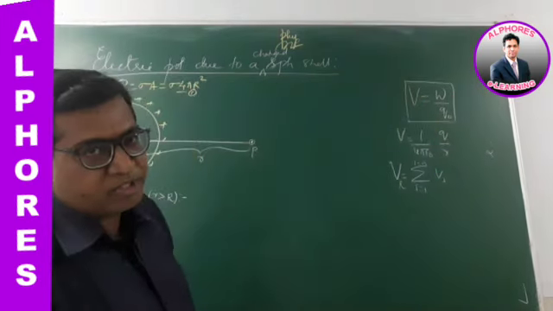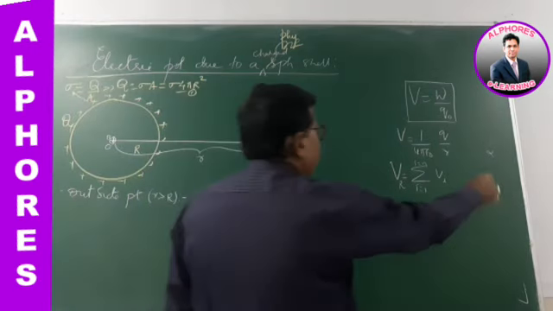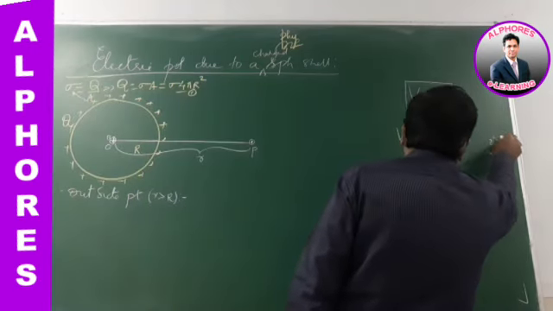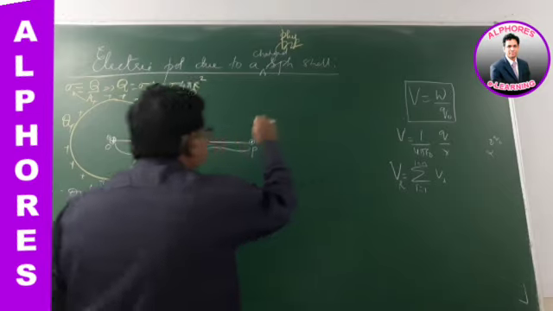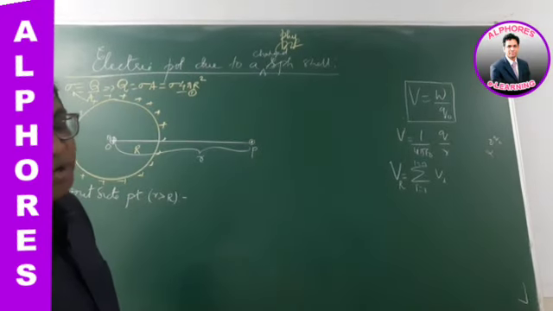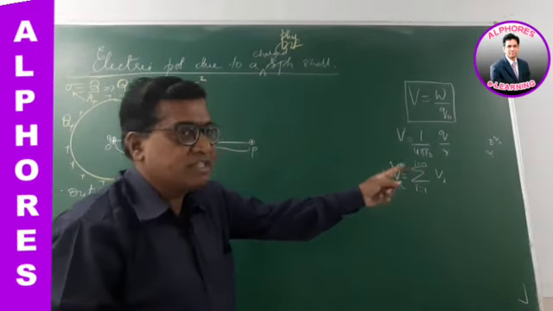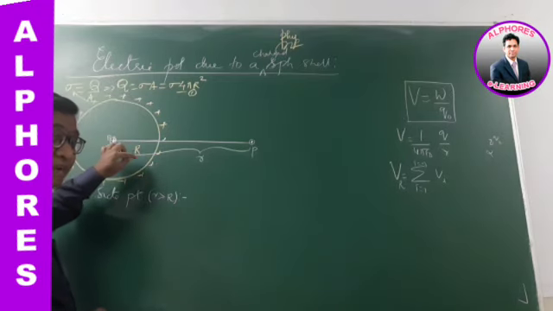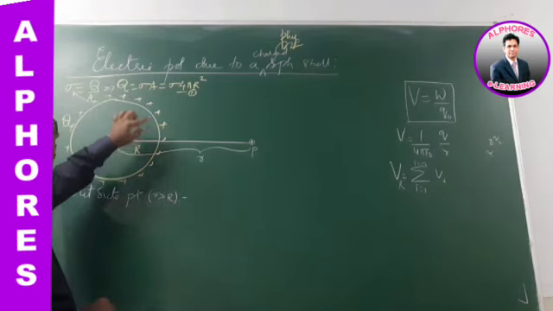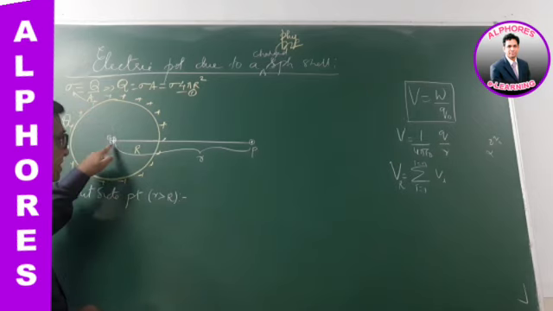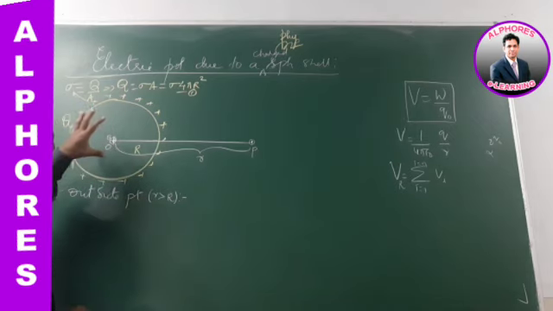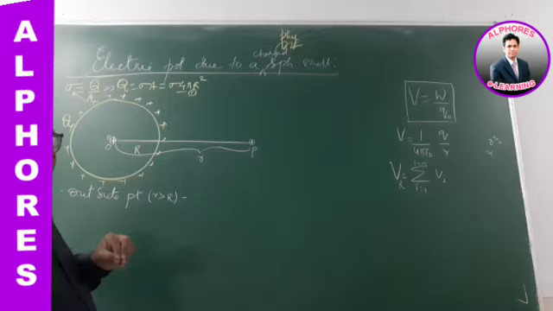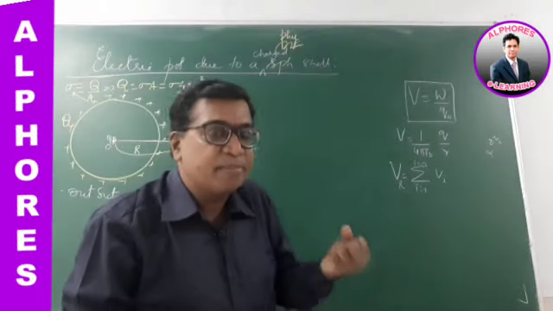in moving a unit positive test charge, plus Q naught, from infinity to the point in the field. If I imagine this spherical shell as if all the charge is concentrated at the center, then this shell behaves like a point charge. The shell can be considered as a point charge.